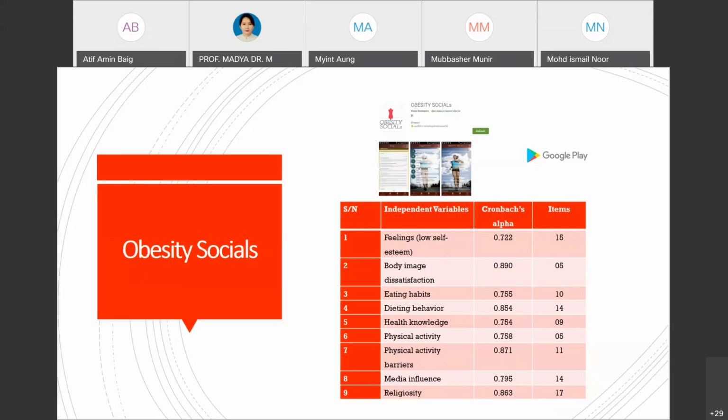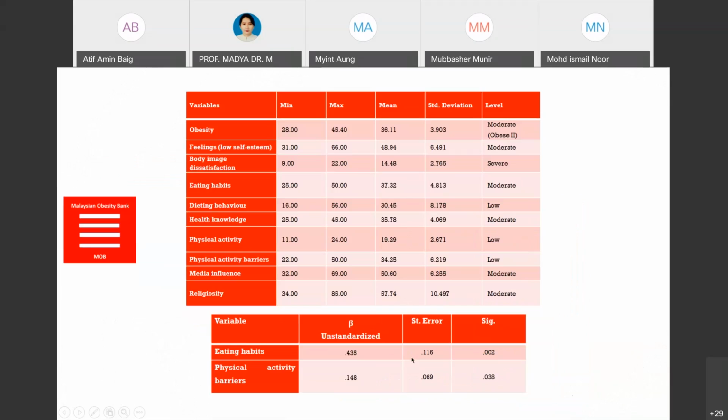Religiosity: a person who is religious is found to be moderately obese as compared to a person who is non-religious. This is something very interesting we found in our people in Terengganu. So these are some of the results I'd like to share with all of you. For example, we have the obese type 2 kind of people, where the low self-esteem is moderate. Interestingly, the body image dissatisfaction is severe in obese people.